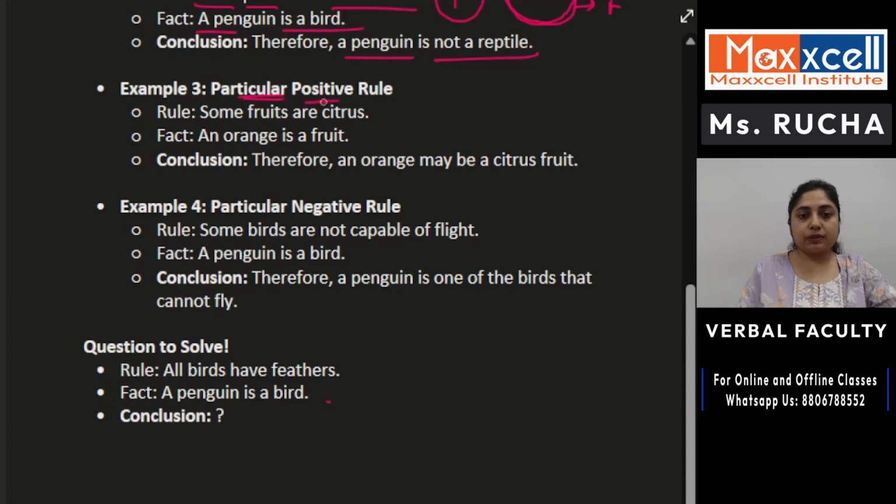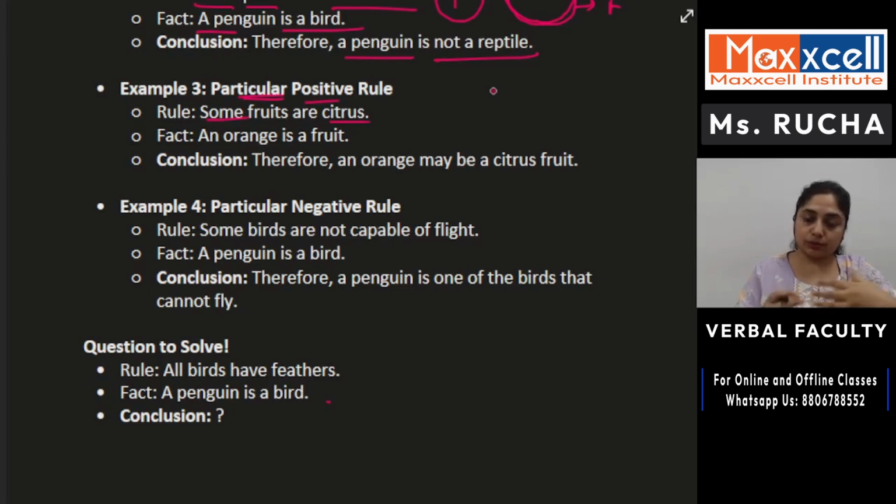This one is the particular positive rule now, where we take only some of the entire group. Some fruits are citrus. So how to translate this into a Venn diagram now? I am doing this to help you understand clearly, okay? It is not compulsory to draw a Venn diagram for this. But with pictorial representation, it becomes easier, and that is the very reason why I am doing this for you.